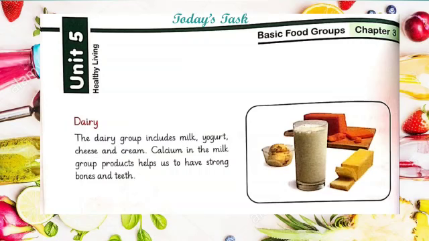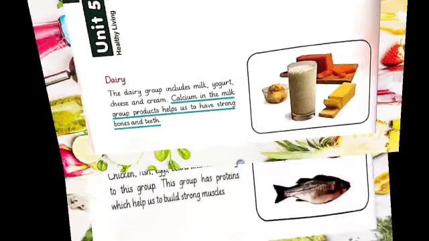The dairy group includes milk, yogurt, cheese and cream. If a food is made from milk, it's in dairy group. So this is where you find things like yogurt and all kinds of cheeses. Calcium in the milk group products help us to have strong bones and teeth. Underline this line. Foods in dairy group provide nutrients that are important for health and maintenance of our body.